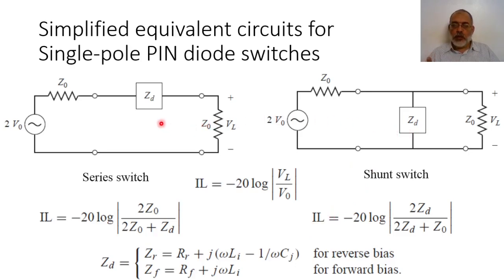On the other hand, for the series diode, the switch will be switched on when the diode is forward biased, such that ZD would be nearly zero. So in this case, this term would be nearly unity, and the insertion loss would be 0 dB.